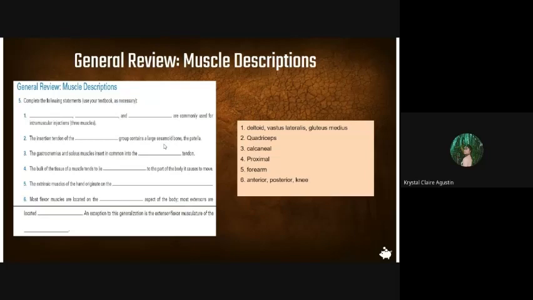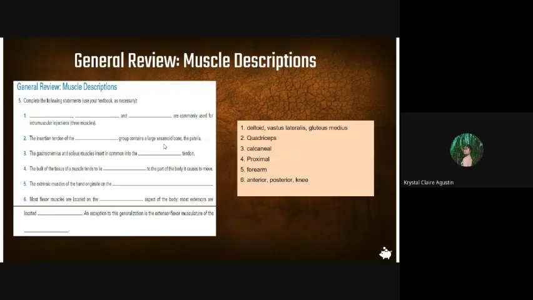So, in the general review muscle descriptions, may I call on Miss Adan to further discuss this topic. Ay, ako po di, ay... Balik. What ba di, ay?